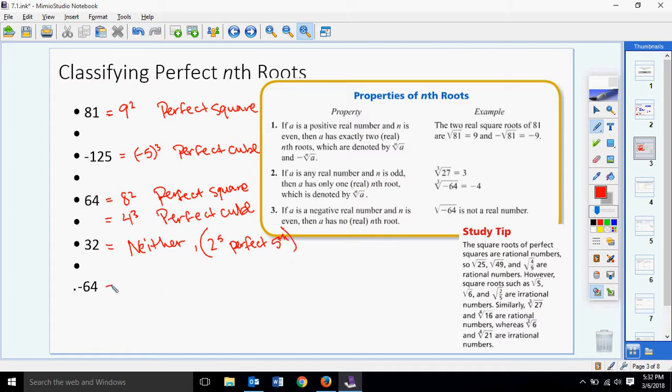Down here I have a negative 64. So what times what will give me a negative 64? And again, nothing, because nothing times itself will give me a negative. So I need to check for a perfect cube. I know it's got to be negative, and from above I know it's 4.